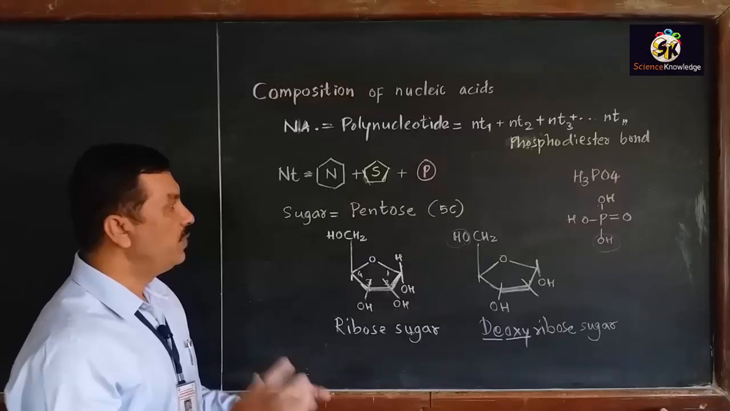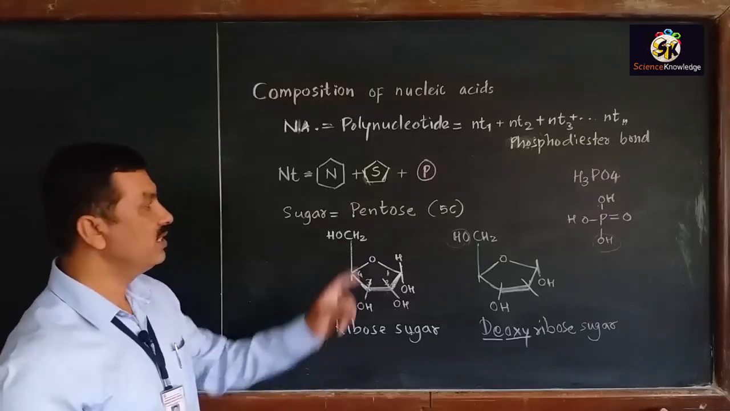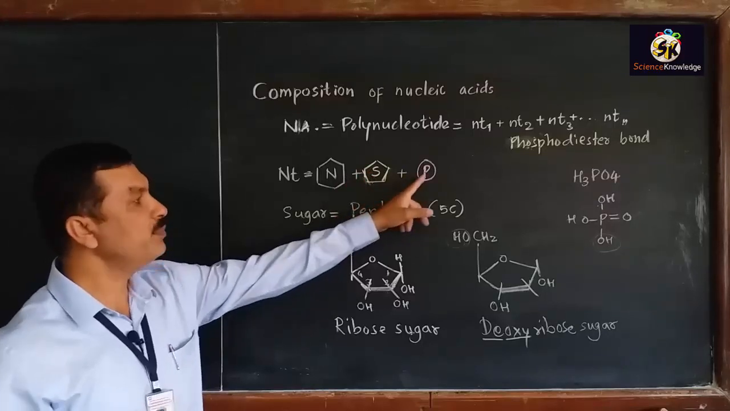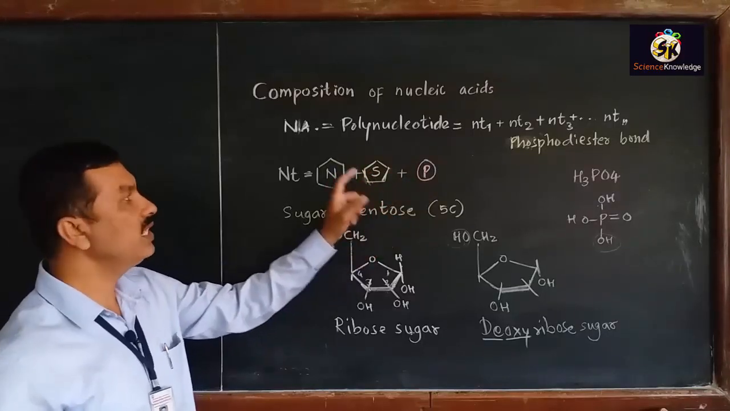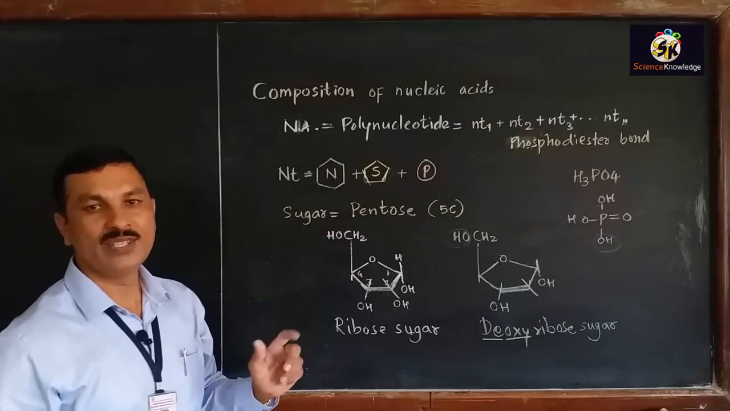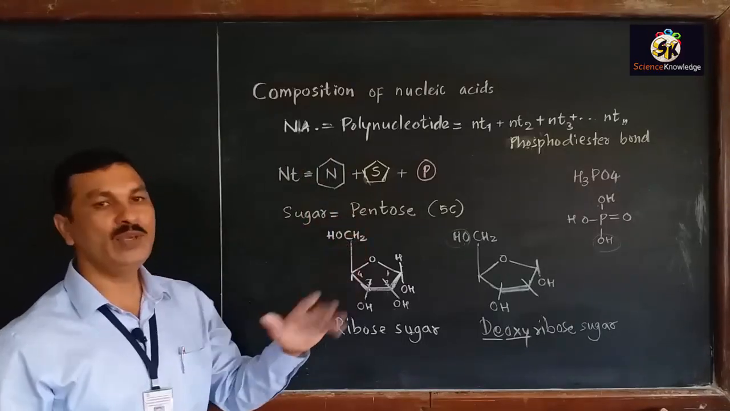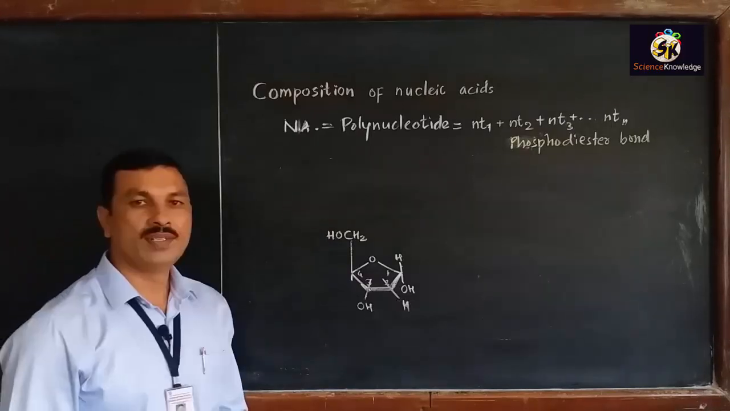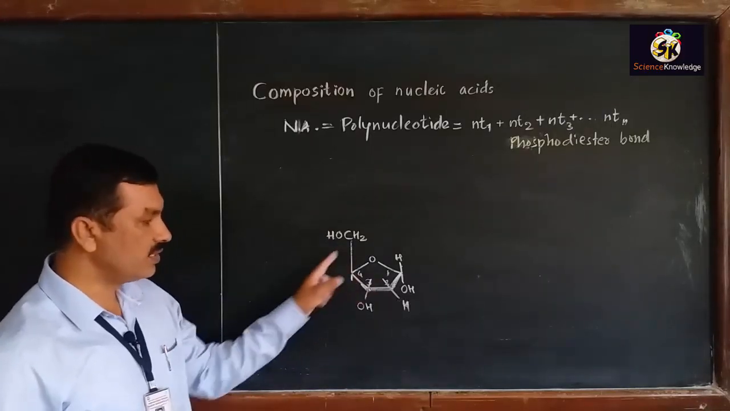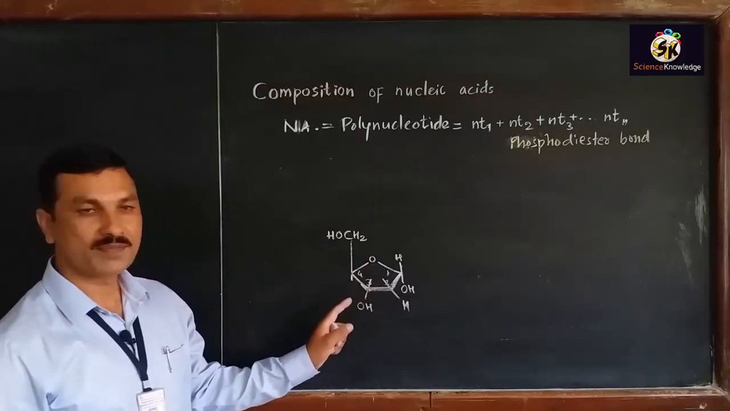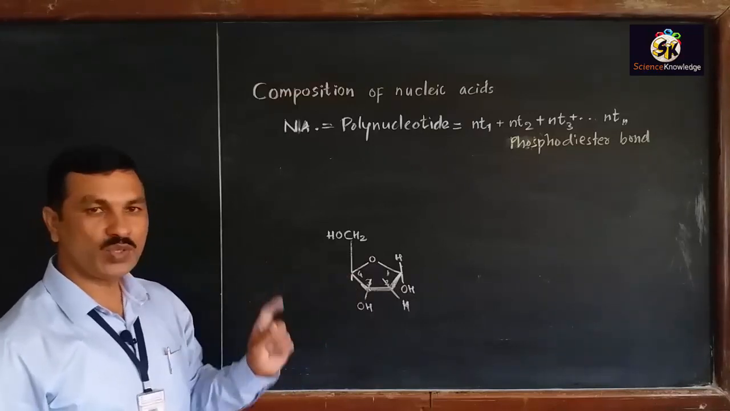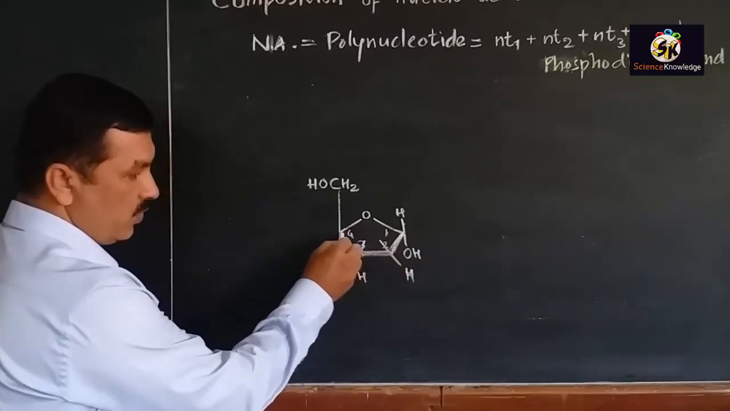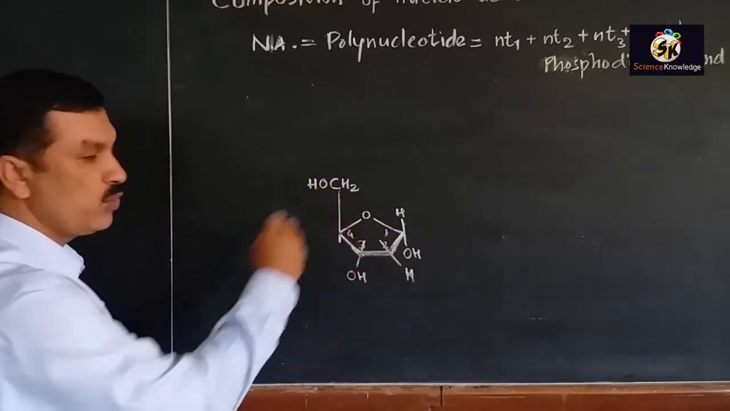So basically we have drawn the structure of all nitrogen bases, all sugar types and the phosphate molecule which are involved in nucleic acid. Now let us see how they interact with each other and how they form nucleotides. Here I have drawn a sugar molecule. This sugar is a pentose sugar. It has how many carbons? 1, 2, 3, 4 and 5 carbons. So this is a pentose sugar.